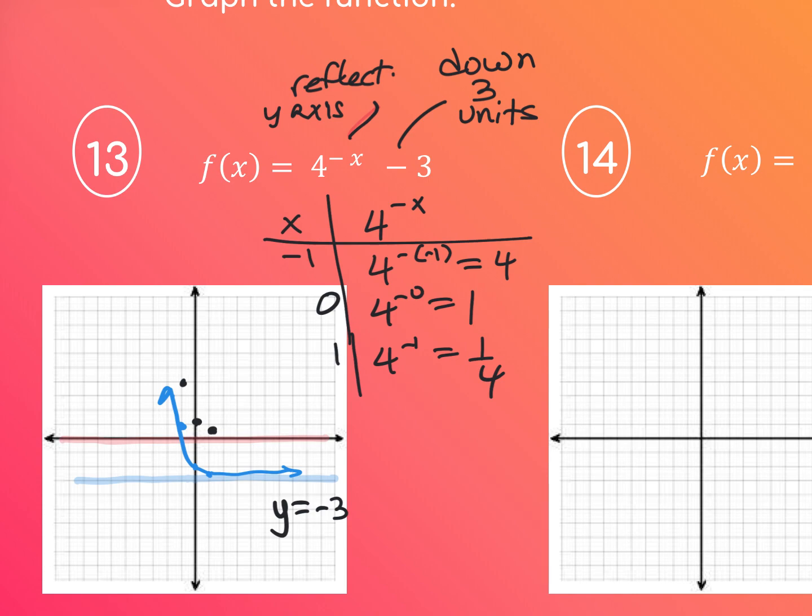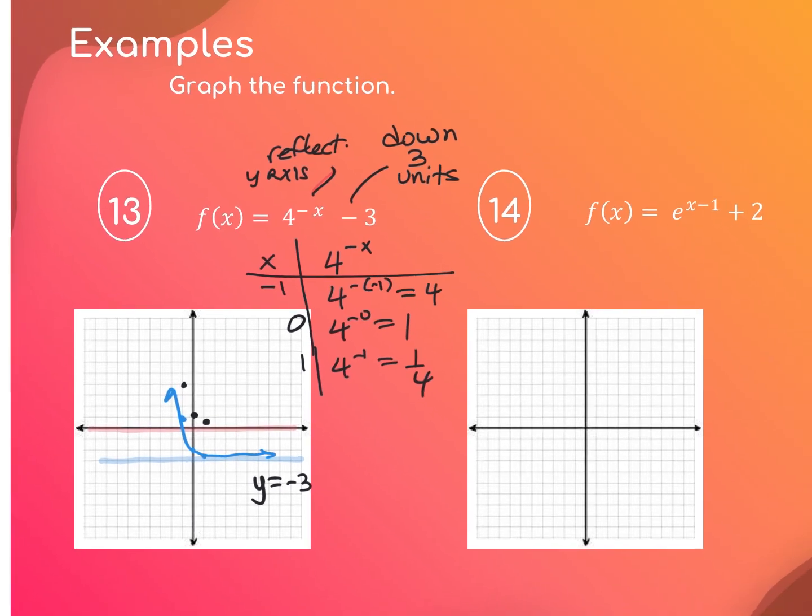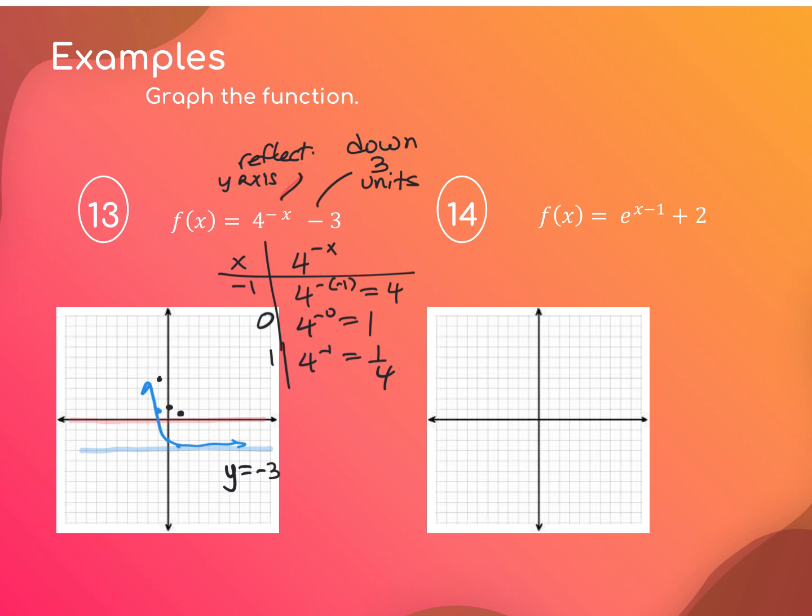Let's do one more with an e. And again, added here. This is going to be, again, a vertical translation 2 units up. And up here, we're subtracting within the power here. So this is going to be backwards of what we think. So it's going to be right, horizontally, 1 unit. So again, remember e is 2.71.